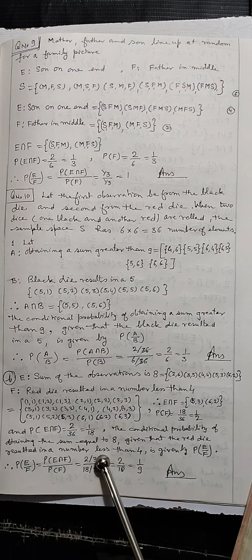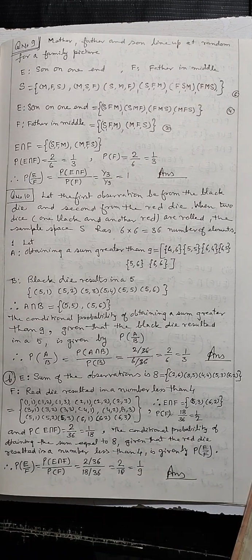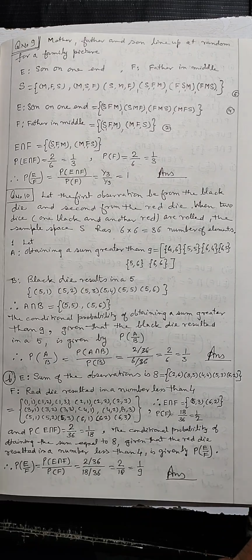Simplify it, 36 and 36 will be cancelled. We will get 2 by 18 and further simplify it. It will be equal to 1 by 9. So this will be the required answer of question number 10B part.